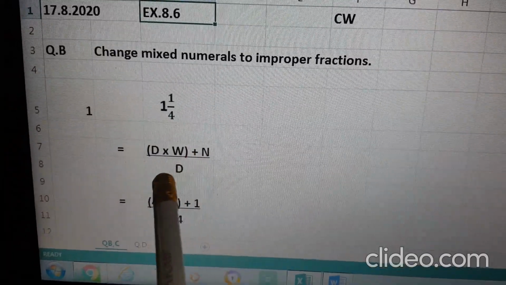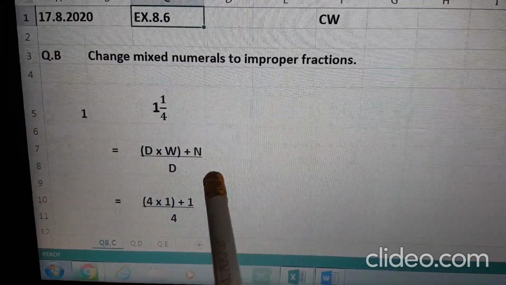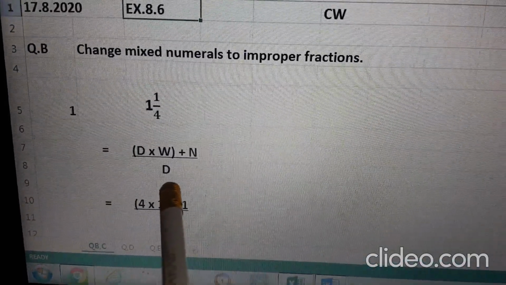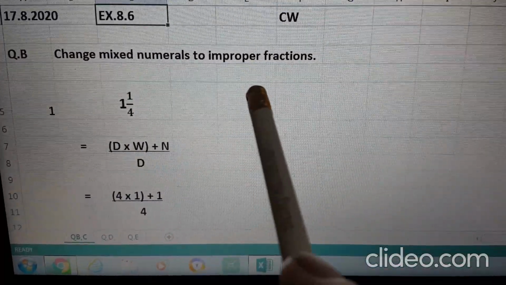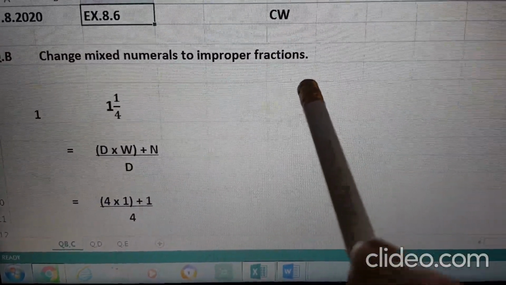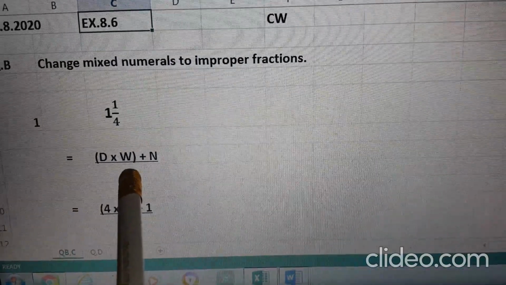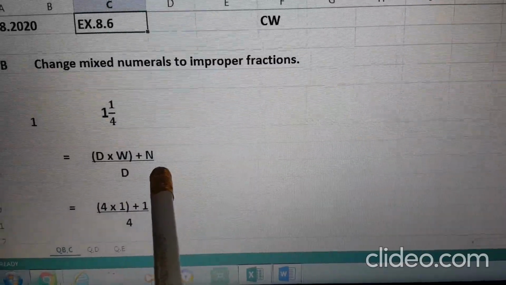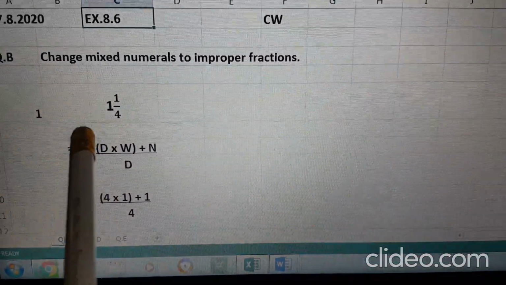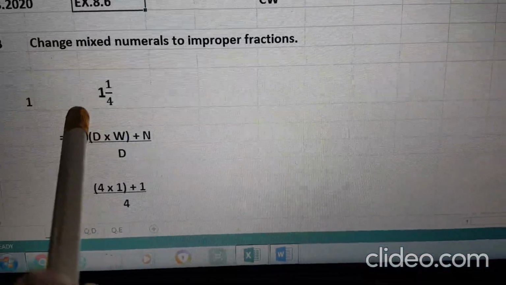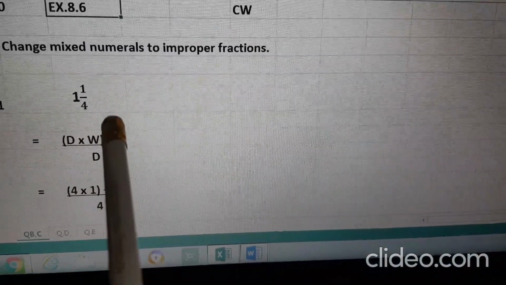There is one formula, denominator into whole number plus numerator divided by denominator. This is a formula to convert mixed numeral into improper fractions. The formula is denominator into whole number plus numerator divided by denominator. So using the formula we will do first part. 1 whole 1/4. First part is 1 whole 1/4.